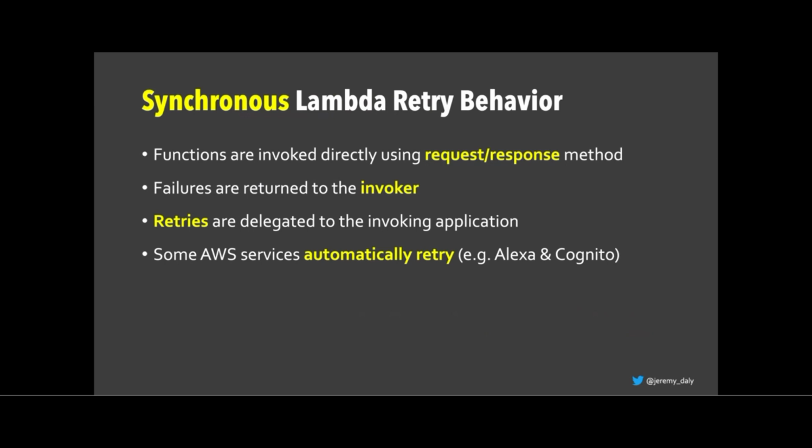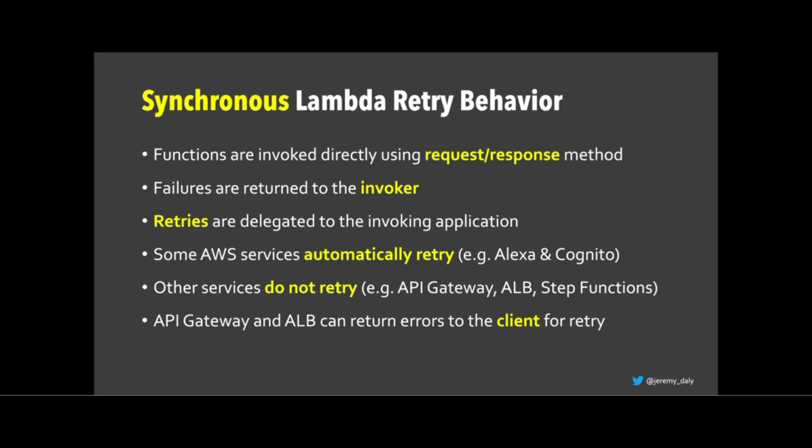Alexa and Cognito, for example: if you invoke an Alexa skill, it'll try your function, and if that fails, it'll try it a couple more times. And the same thing with Cognito. If it's trying to authorize against a function, for example, it would try that multiple times. However, most services don't. With something like API Gateway and Step Functions, if the Lambda function fails, it will not automatically retry it. Instead, it will pass the error back to that service. And certain user-facing services like API Gateway and ALB will return the error back to the client, so that your web browser, or whatever logic you've written in your local application or mobile app, can determine whether or not you want to issue a retry there.